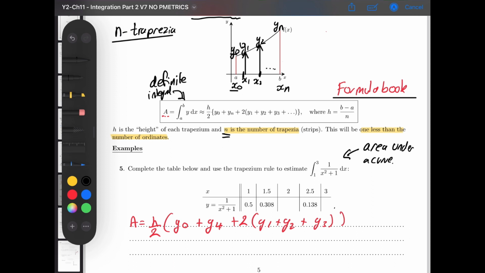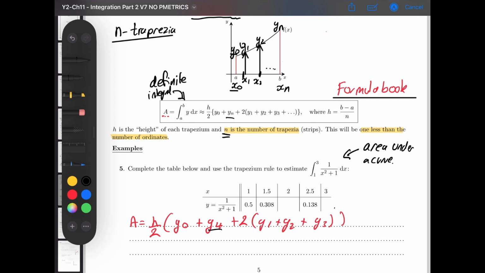And I've just replaced this formula. Instead of going up to yn, I've stopped at y4 here, being careful to add the two endpoints once and every other ordinate twice. So we just have to finish off this table, calculating each value.